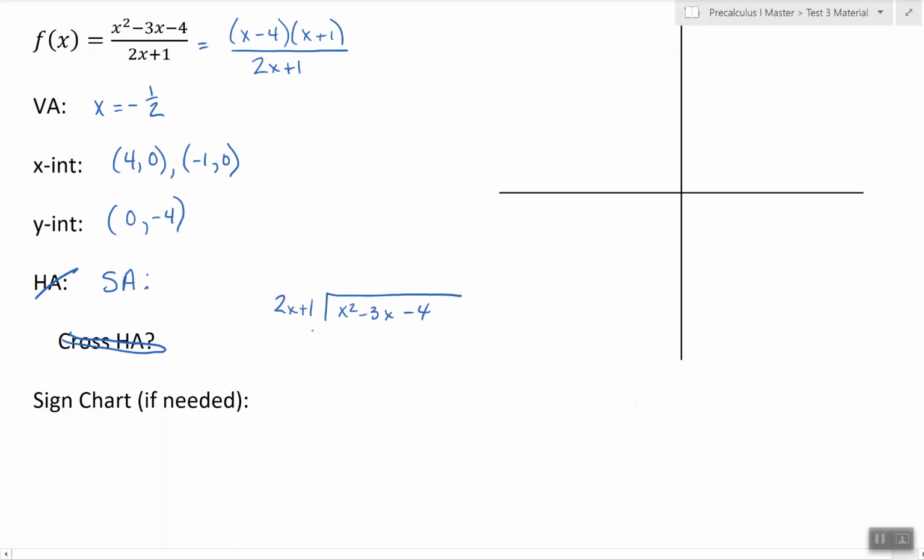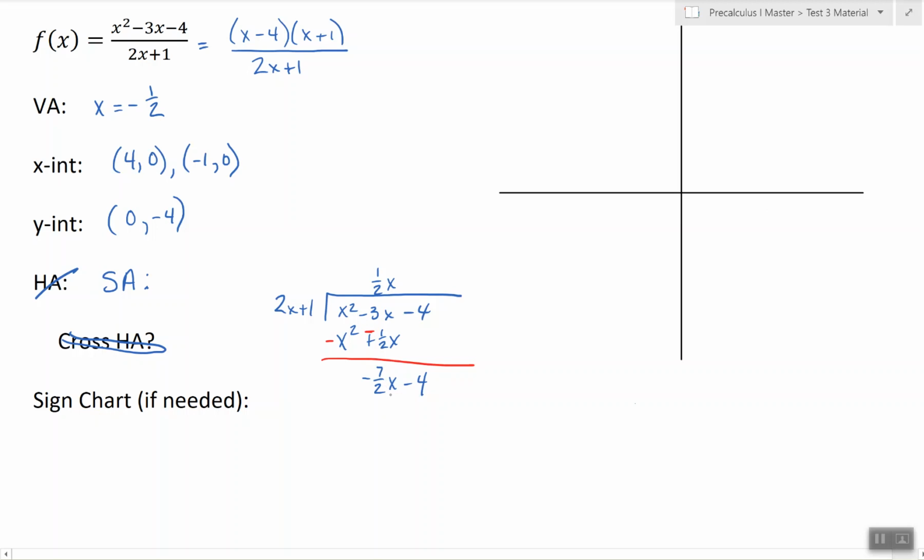where we divide up. x squared divided by 2x is 1/2 x. 1/2 x times 2x plus 1 is x squared plus 1/2 x. And remember that we draw our line, change our signs, and combine down. So x squared minus x squared is gone. I have negative 3x minus 1/2 x is negative 7/2 x. Carry down the minus 4. And then we do the cycle again.